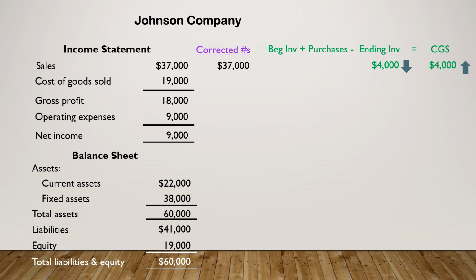What's the correct cost of goods sold amount? If $19,000 is overstated by the correct number of $4,000, then the correct number should be $15,000. Subtract $15,000 from $37,000 in sales, and gross profit should be $22,000. Here you see the impact of this inverse relationship. Overstating cost of goods sold by $4,000 understated gross profit by that amount.